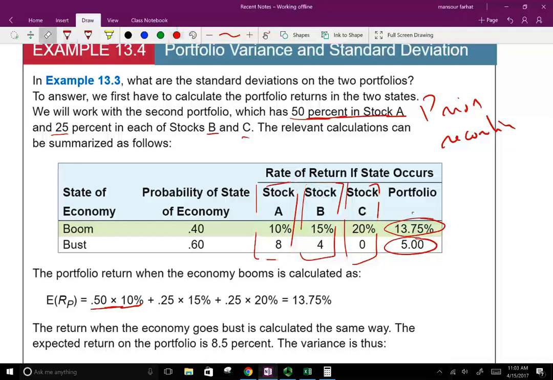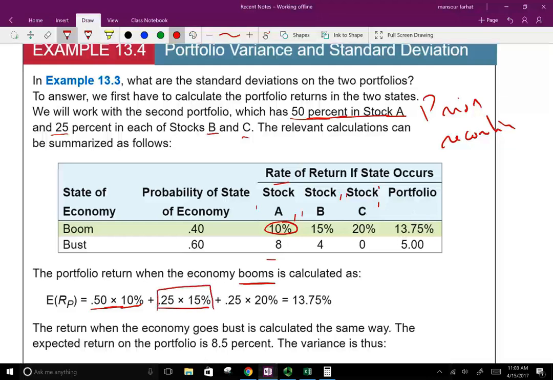So basically under the 50, 25, 25 distribution, stock A would earn, under a boom scenario, 50% times 10%. Stock B, which is 25% invested in stock B, would earn 15%, and 25% invested in stock C times 20%. So under a boom scenario, the expected return of the portfolio is 13.75. Okay. The return when the economy goes bust is calculated the same way.